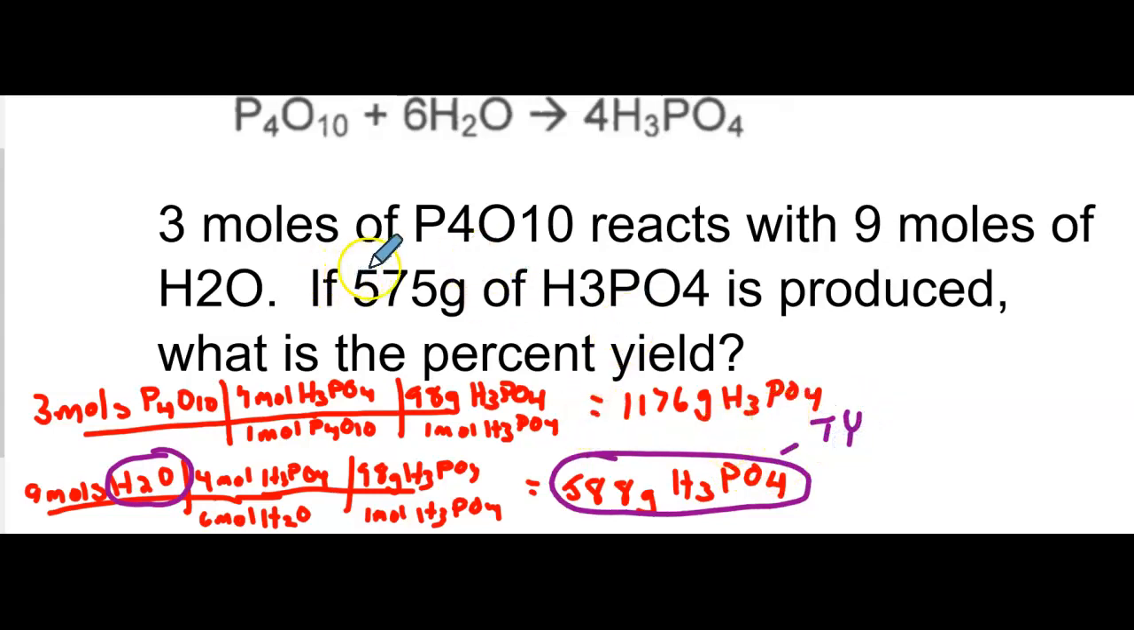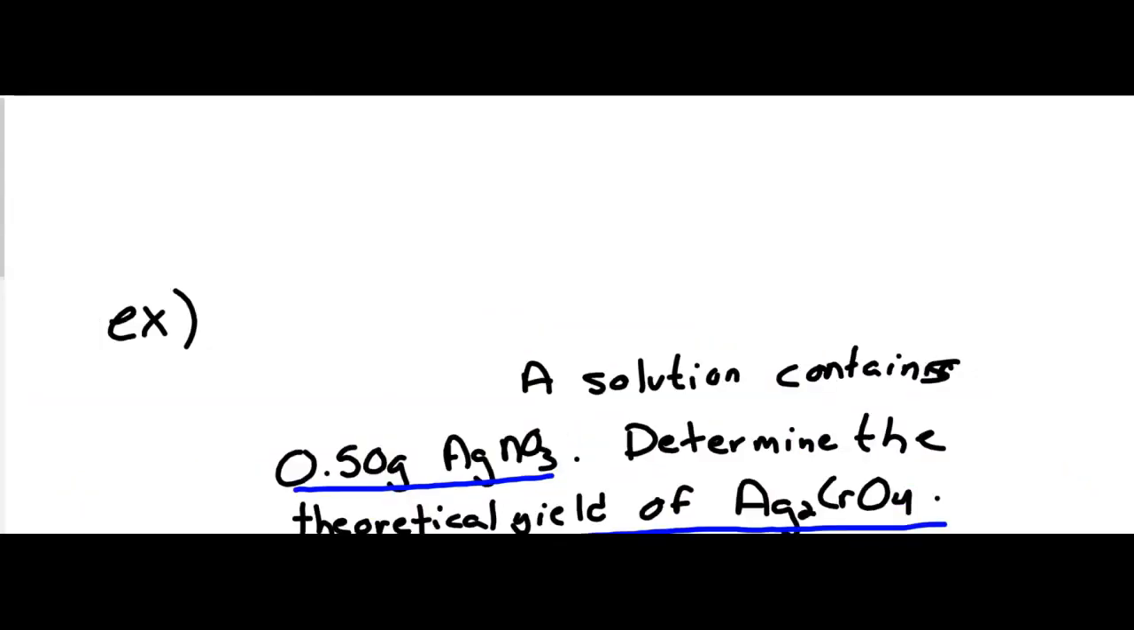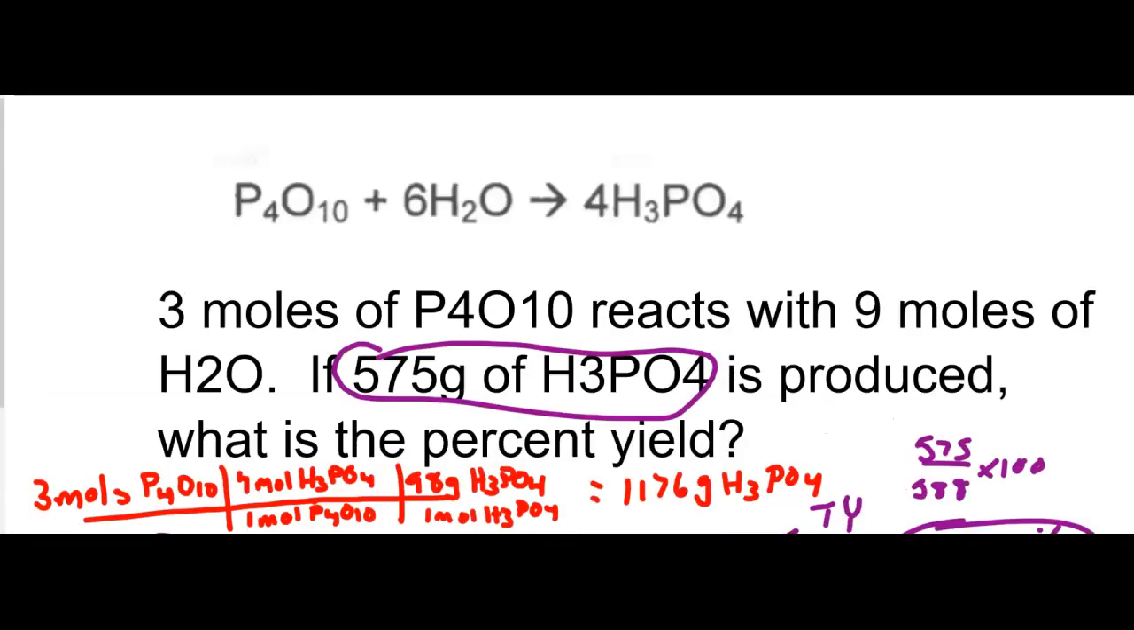Since we have our theoretical yield, the problem gives us our actual yield, how much is really produced. So we're going to have 575 divided by 588 times 100. And we're going to get a 97.79% yield. That's probably a pretty good yield. Okay, so hopefully you guys got that right. If you're having any trouble with this, send me an email and I will be glad to help you. And that's about it. See you soon.